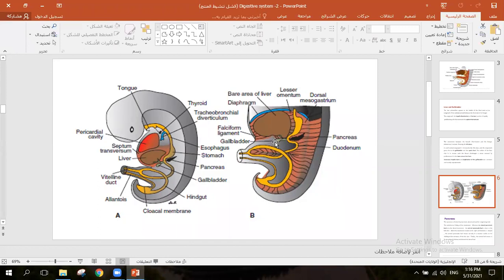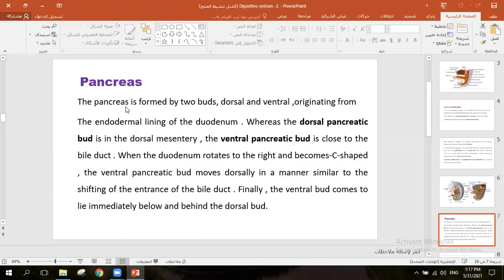The duodenum will be supplied by branches of the celiac artery only. False. The celiac and the superior mesenteric. The midgut will be supplied by branches of the inferior mesenteric arteries. False. The duodenum takes an S shape. False, it is C-shaped.